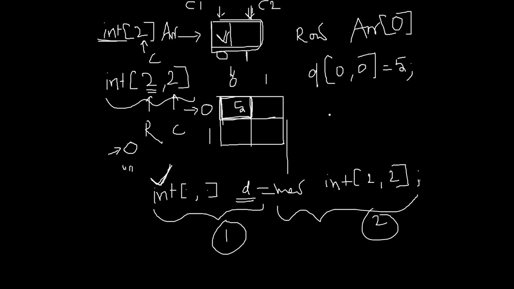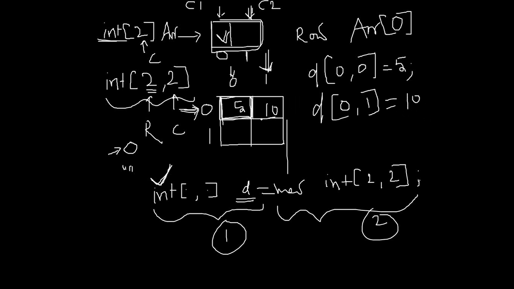Now this is how we define it. In the same way, let's say how to fill this cell. Again, first go with the row and then with the column. 0th row and first column: D of 0, 1, and let's say you assign 10. You will get 10.